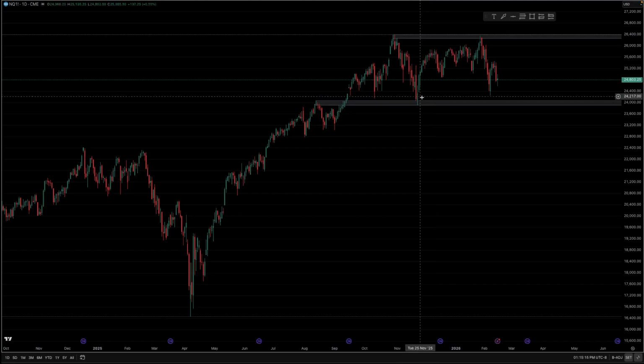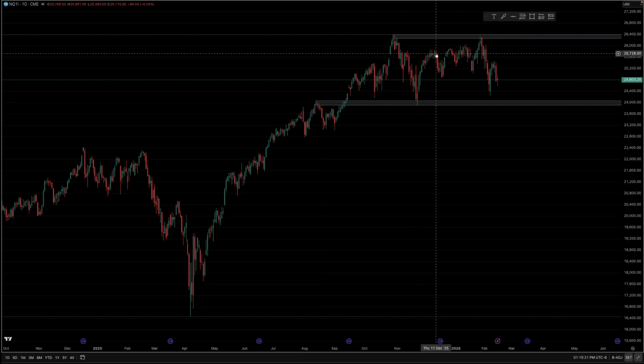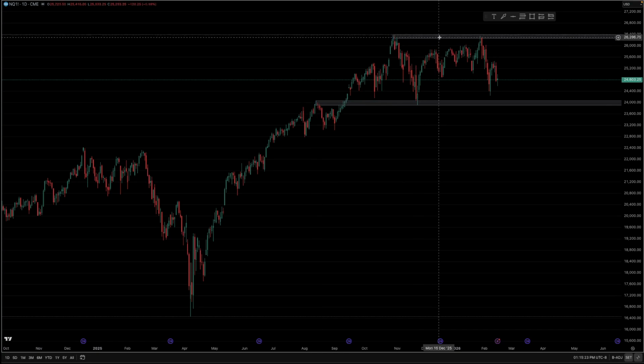Now, again, if we're going to hold this prior all-time high, we talked about this already, this is market structure, then we should, quote unquote, see a new all-time high.